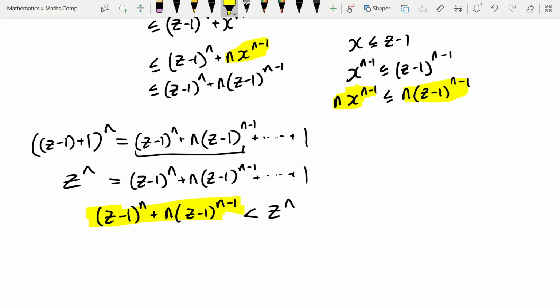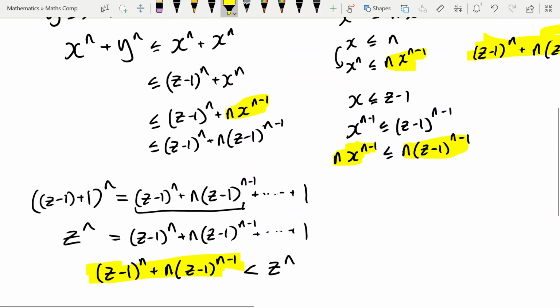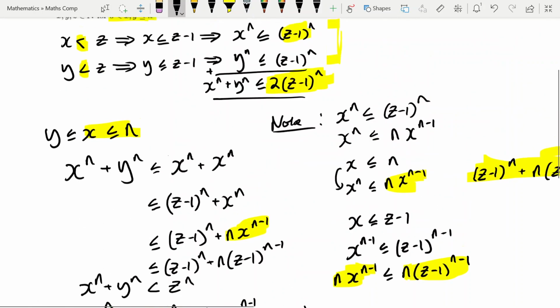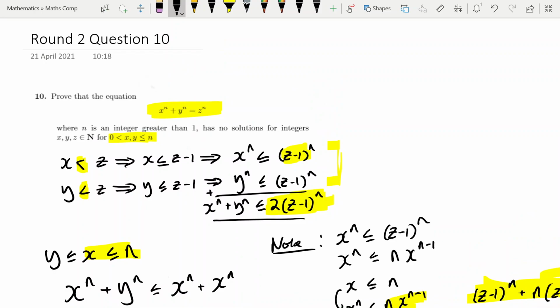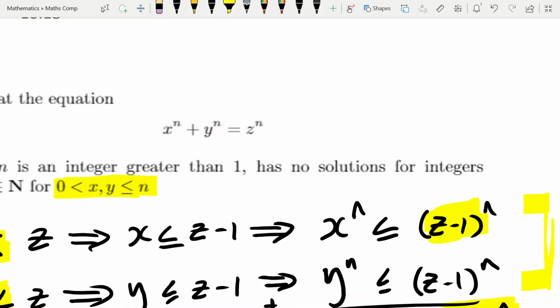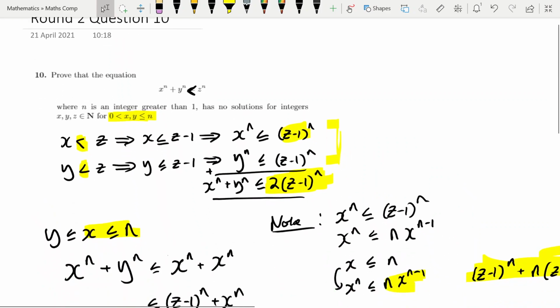And now we basically got it. We know this is less than z to the n, so we can just replace this here and say this is less than z to the n. And we've got the following inequality: x to the n plus y to the n is less than z to the n. This is a strict inequality. So with these bounds here, x to the n plus y to the n will always be less than z to the n. So equality can never occur. Therefore, we've proven the original statement.